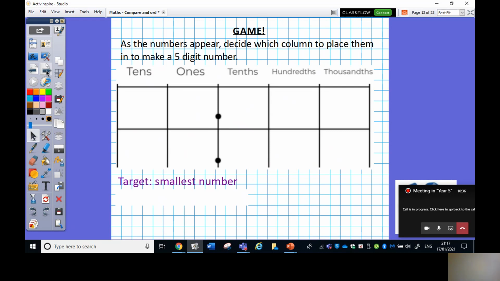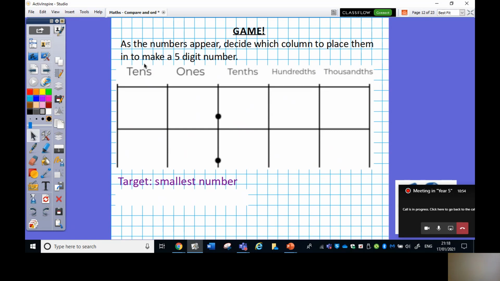Now we're going to play a game. As the numbers appear, decide which column to place them in to make a 5-digit number.